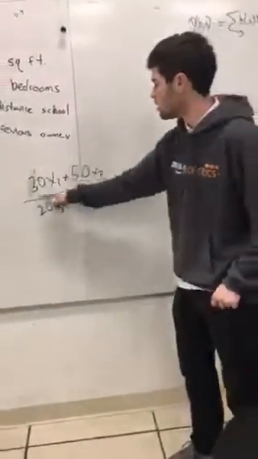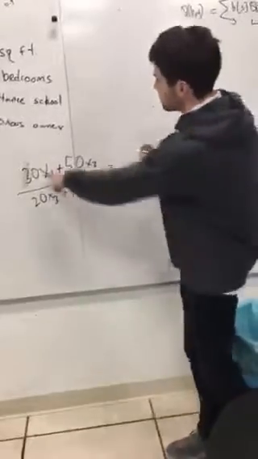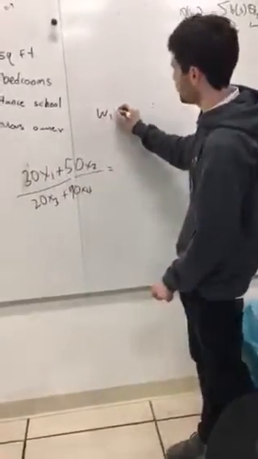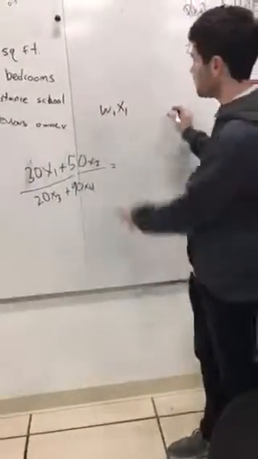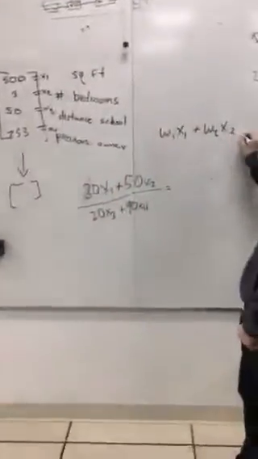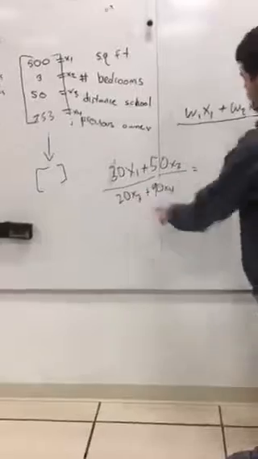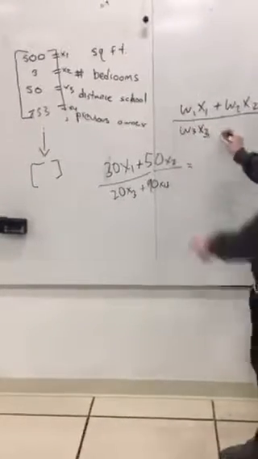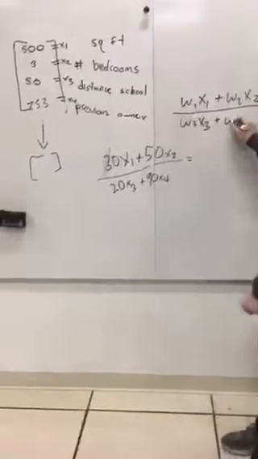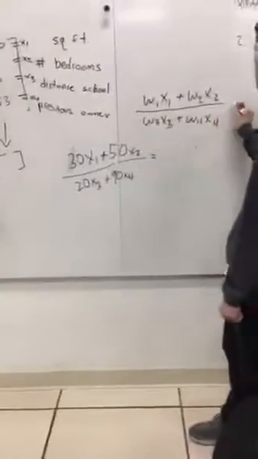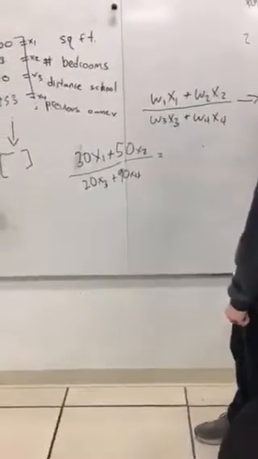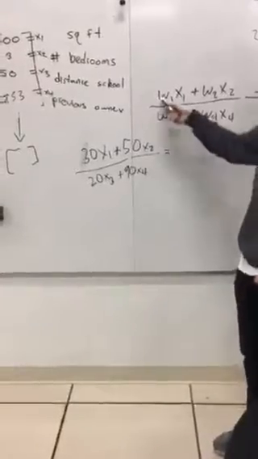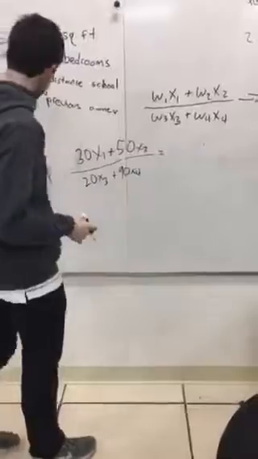In a more general sense, 30 can be called W1, and I'll multiply W1 by X1. 50 might be W2, and I'll multiply W2 by X2. Divide that by 20, which I'll call W3, times X3, plus 90, which is W4, times X4, and this should output some number between 0 and 1. So now let's say I don't know these numbers.